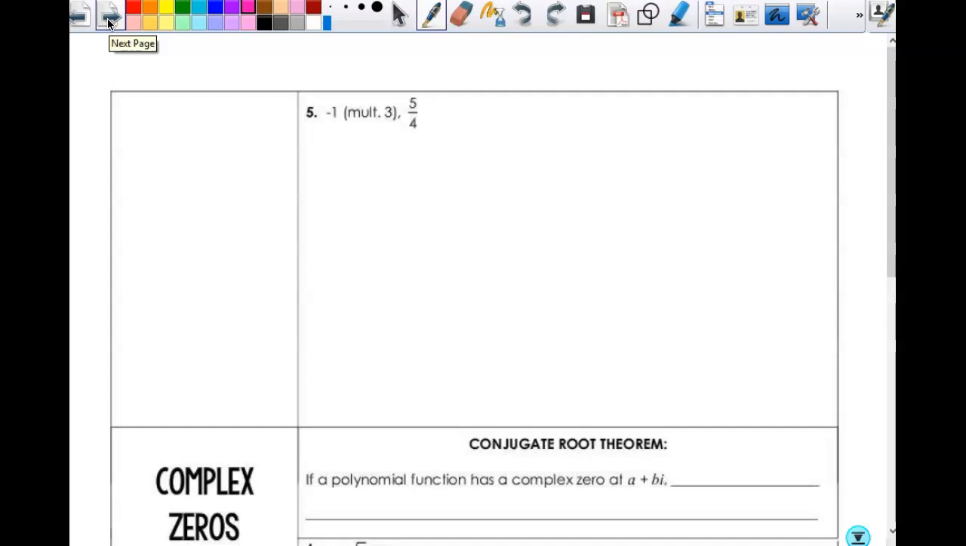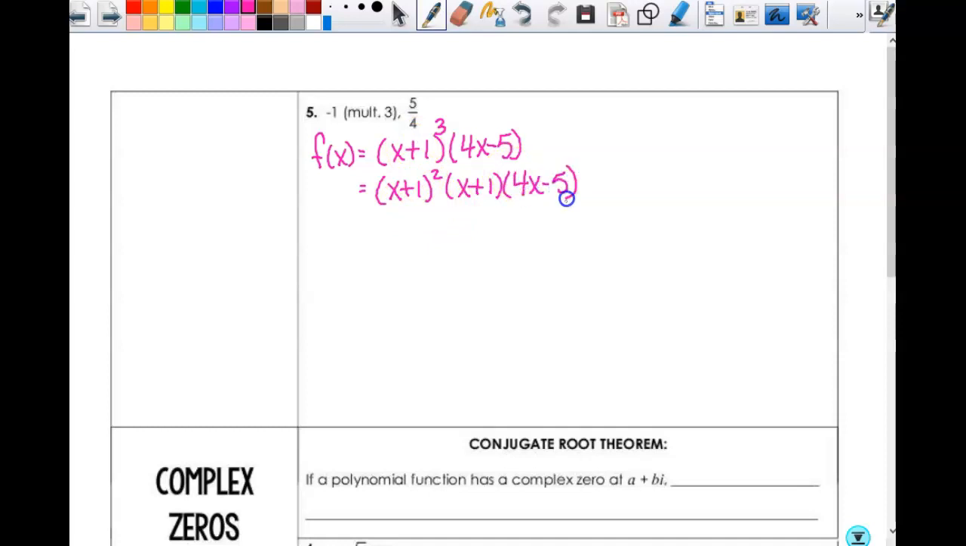So I have negative 1 that has a multiplicity of 3, and then I have a 5/4. So that means here f of x is going to be x plus 1 times 4x minus 5. The multiplicity of 3 goes here. So the best thing to do here is kind of split up that cubed. I would make this into x plus 1 squared times x plus 1. That's the same thing as x plus 1 cubed. Then 4x minus 5.